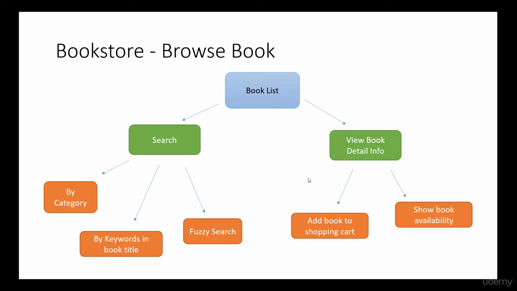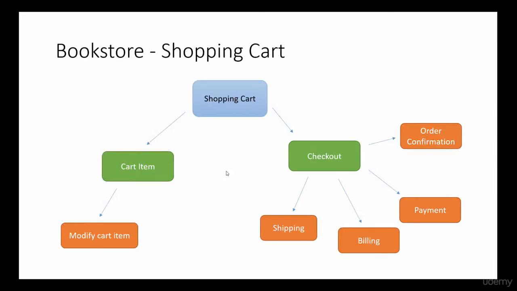And of course, if I want to proceed to check out a book, I need to add the book to the shopping cart, right? So that brings us the shopping cart functionality. For a shopping cart, we need to deal with the cart item, right? So whatever books we added to shopping cart should appear in the shopping cart. And for this cart item, we can retrieve the detailed information, we can modify the quantity, we can delete the item as we want. Okay, and after that, we can proceed to check out.